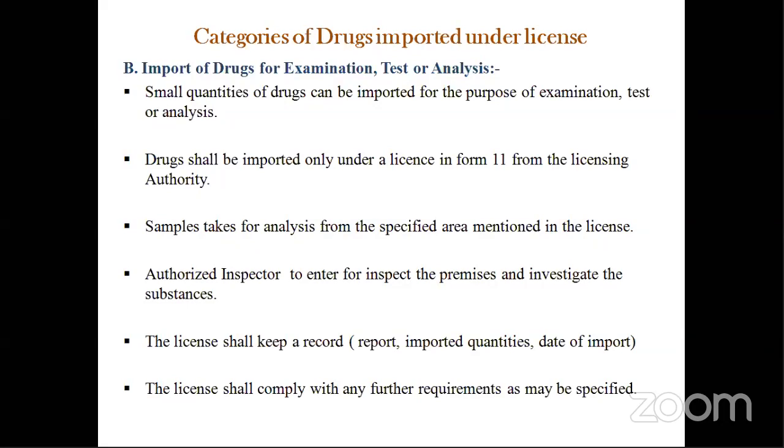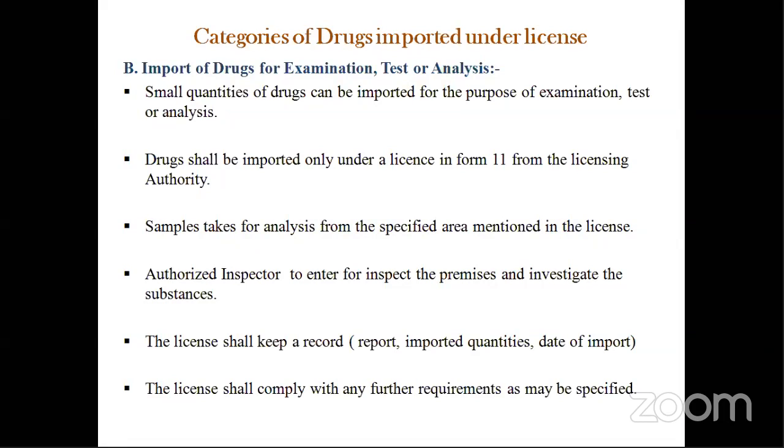It is called Form 11. So what is Form 11? Form 11 is a license granted for the import of small quantities of drugs for the purpose of examination or testing. When any manufacturing industry orders or imports a small quantity of drugs only for testing or examination, they have to fill in Form 11. This is the specialization of Form 11.